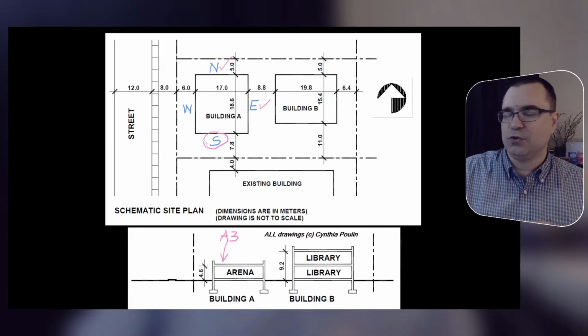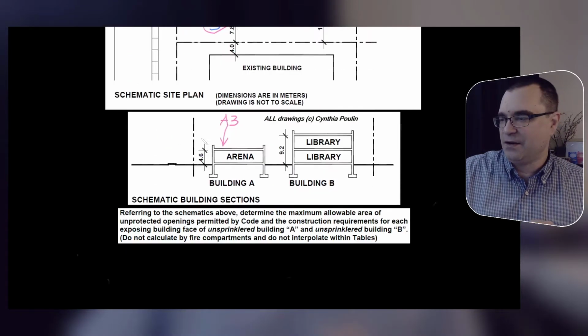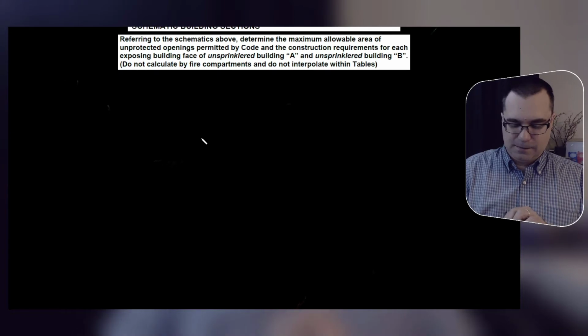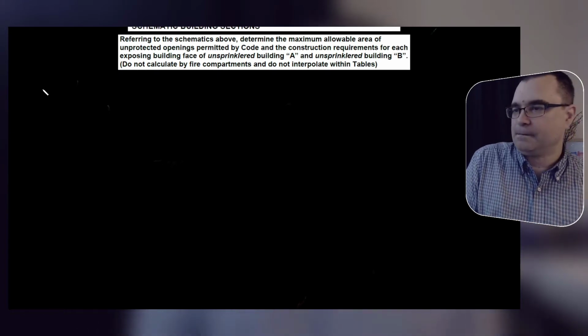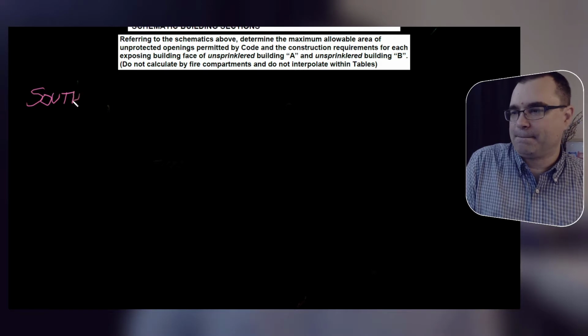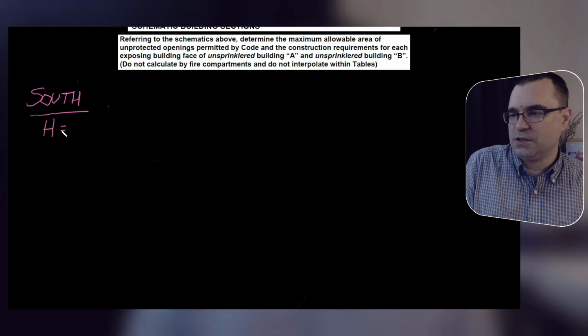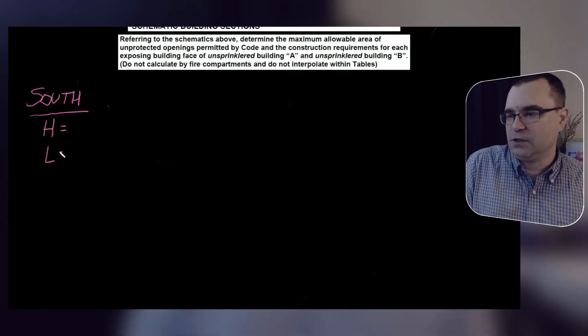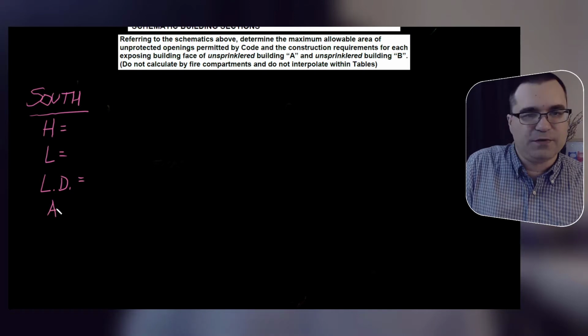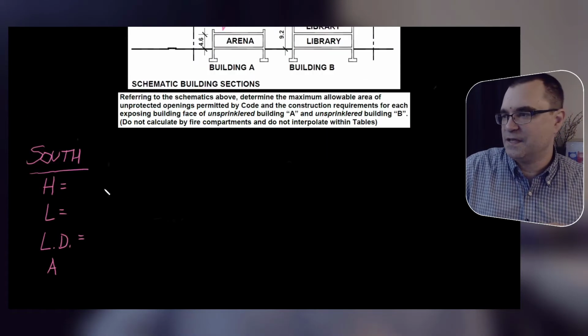Okay. So we're going to do the south face right now. Let's do it. South. So we're going to figure out what the vertical dimension is, what the horizontal dimension is of the south face, what the limiting distance is of the south face, and just a reminder that the occupancy that we figured out already was A3.